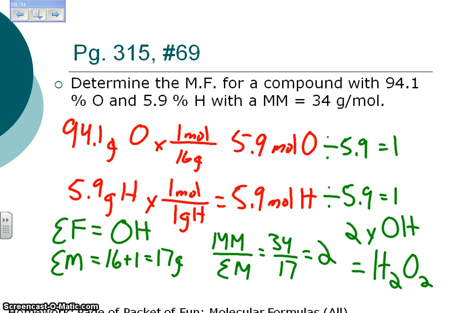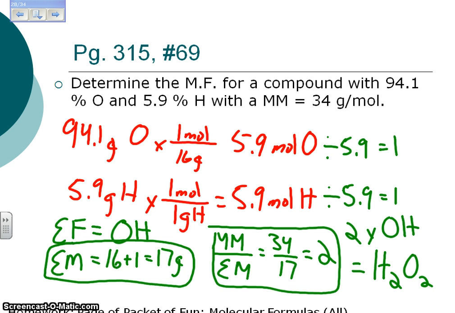All right, real simple. So basically all we're doing is adding 2 small steps to what we did last night. We're adding this step of finding the empirical mass once we have the empirical formula, and we're adding the step of finding the scale factor, which we're going to apply to the empirical formula to get our final molecular formula.